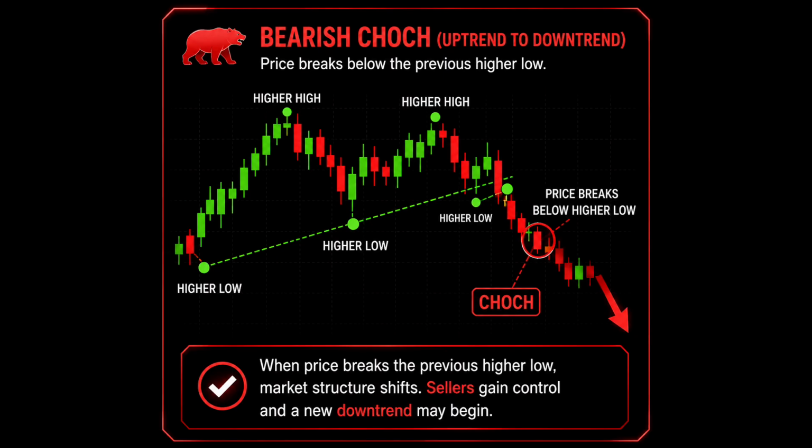A bearish CHOCH suggests that buyers may be losing strength and sellers are starting to take control. Again, this doesn't guarantee a reversal, but it alerts us to a potential change in market direction.